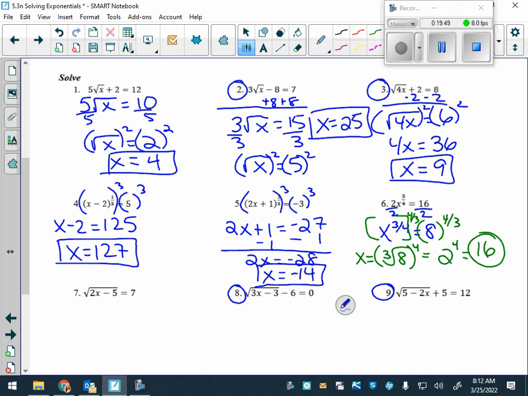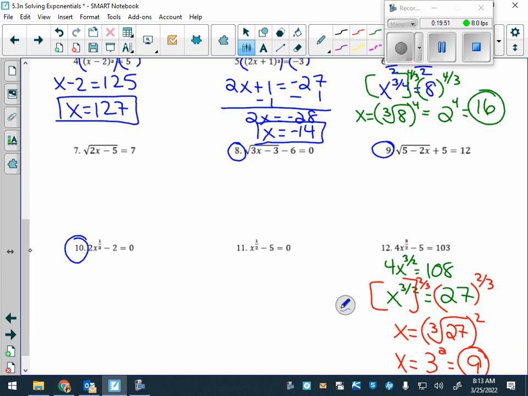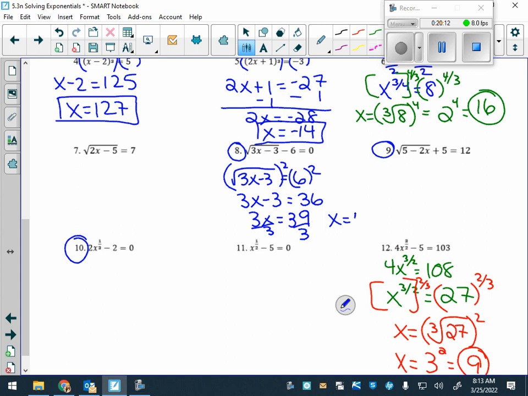Okay. For number 8, you have to add 6 to both sides. Then we square it. So you have 3x minus 3 equals 36. You add 3 to the other side to get 39. Then you divide by 3. X equals 13. Okay. How many of you did get that correct for number 8? Okay. Number 9 is correct. Negative 22 is the correct answer.